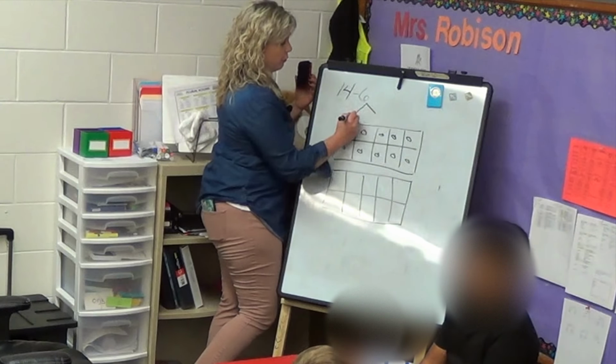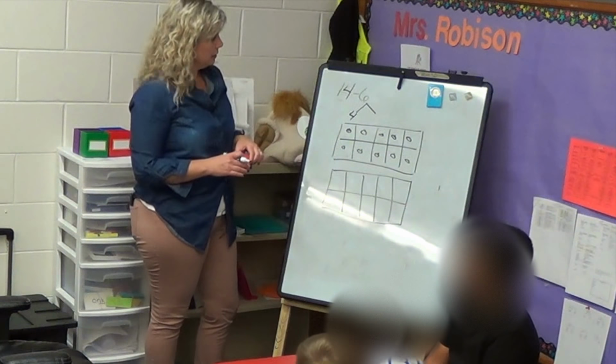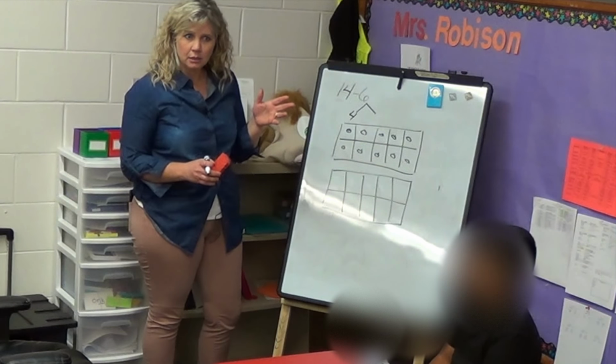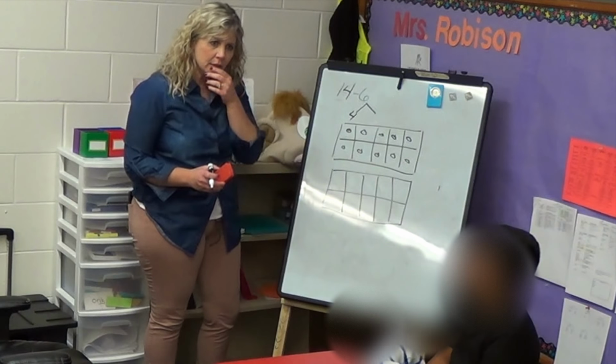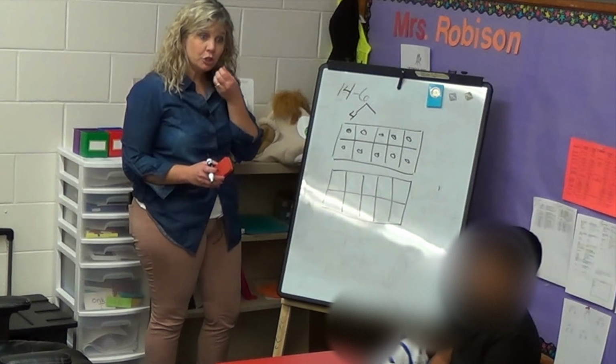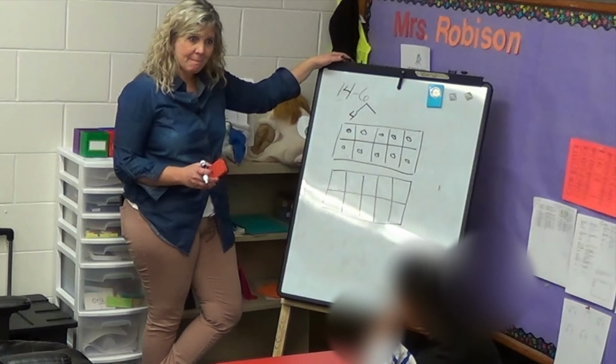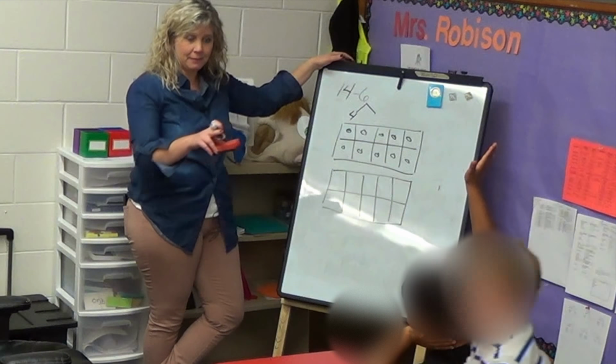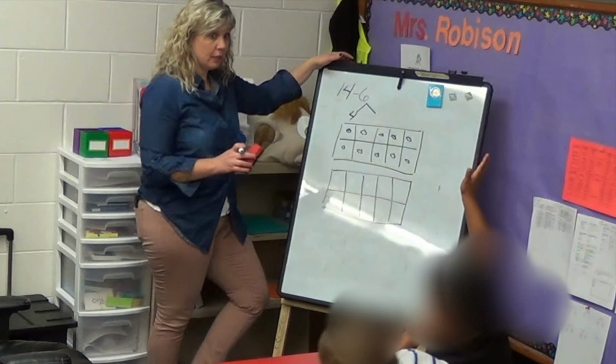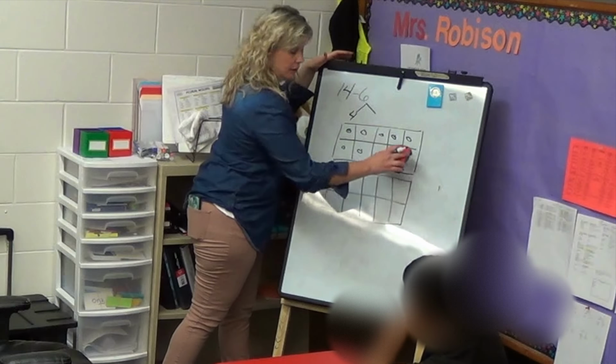Okay, so if I took these 4 away, and then took 2 more away. So I took away 4 first. Did I take away all 6? No. So how many should I take away? 2? Where do I take them from? 2 on the top, so like maybe right here.